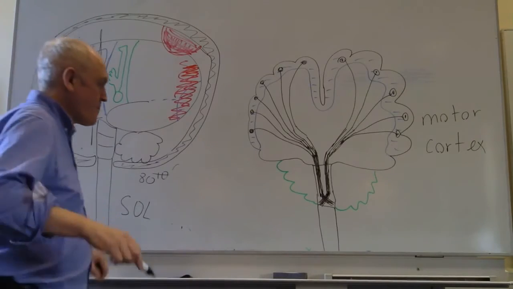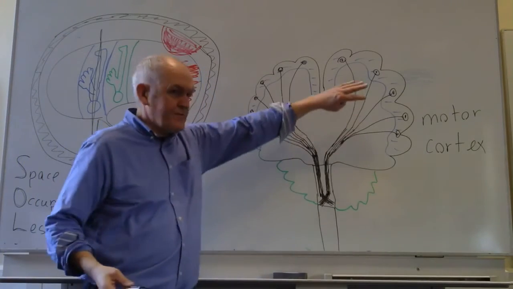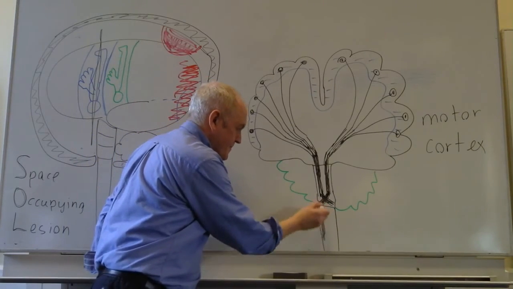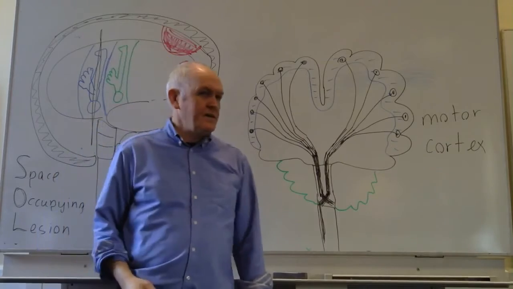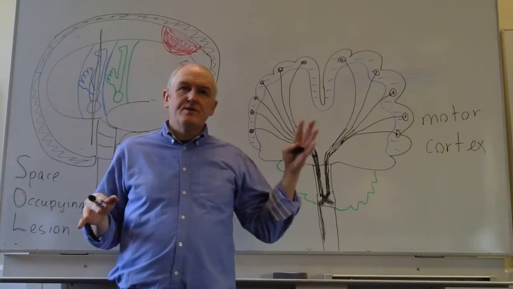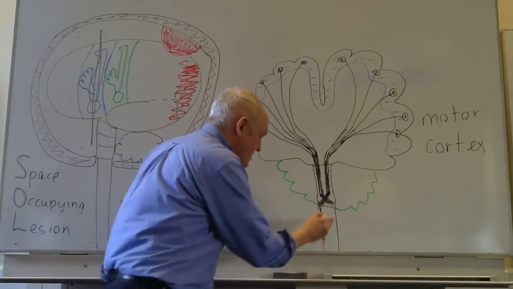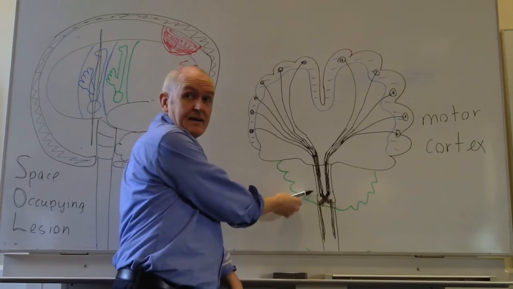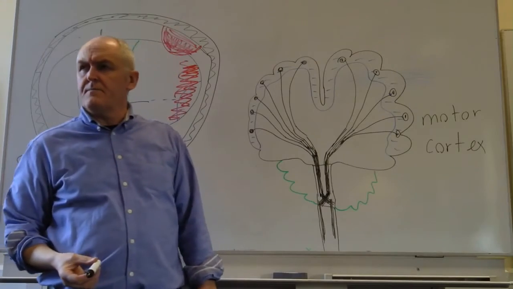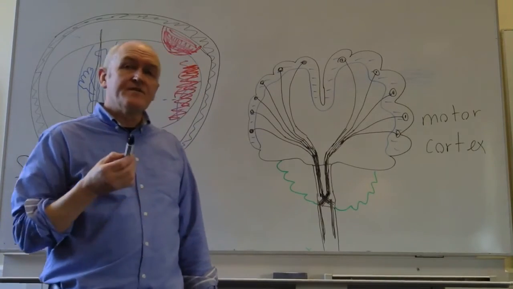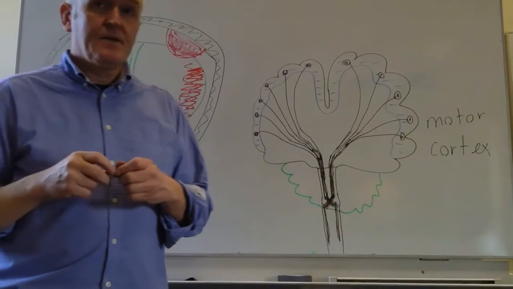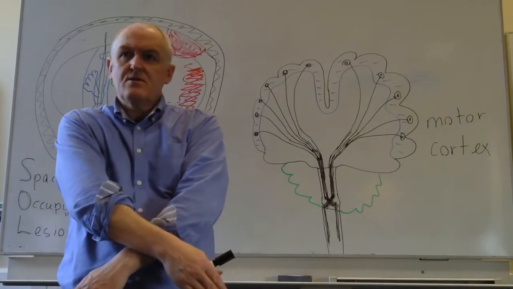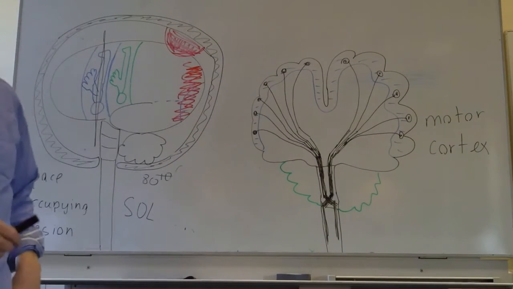But this is what happens, and then that means that the bundle from the left side goes down the right-hand side of the spinal cord, and the bundle from the right side, which is now on the left side, goes down the left-hand side of the spinal cord. Whereabouts does it cross over? It crosses over at the level of the medulla oblongata, the bottom of the brainstem. Crosses over. It's called decussation. It crosses over to the other side.